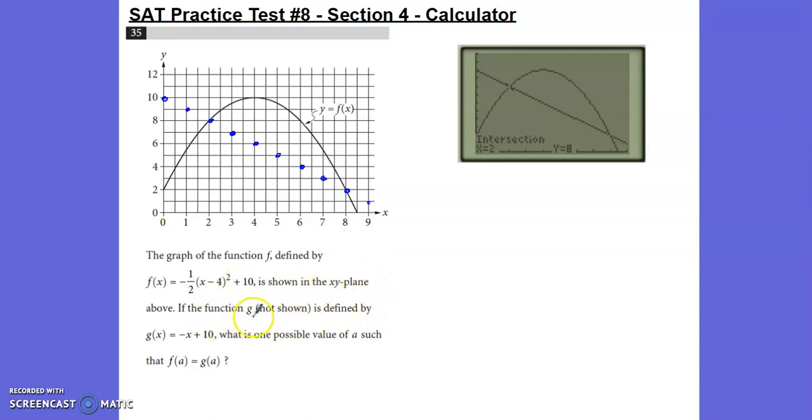They tell us the function g, which is not shown, is defined by g of x is negative 1x plus 10. Well, that's a line with a y-intercept of 10 and a slope of negative 1. When I first did this, I actually made a mistake, and I didn't catch the mistake until I was double-checking my answer on the calculator.